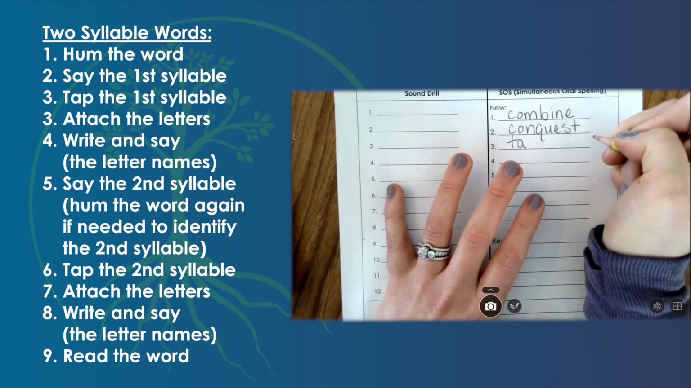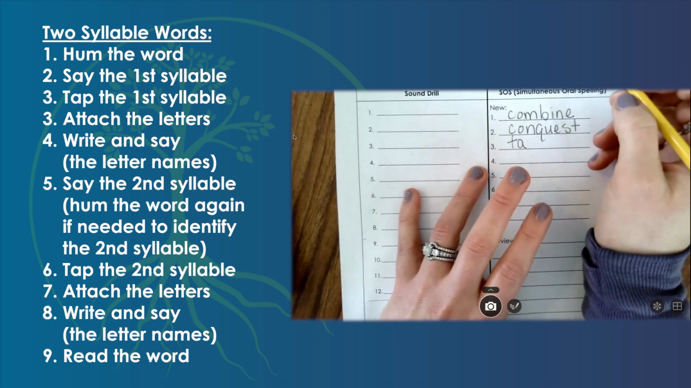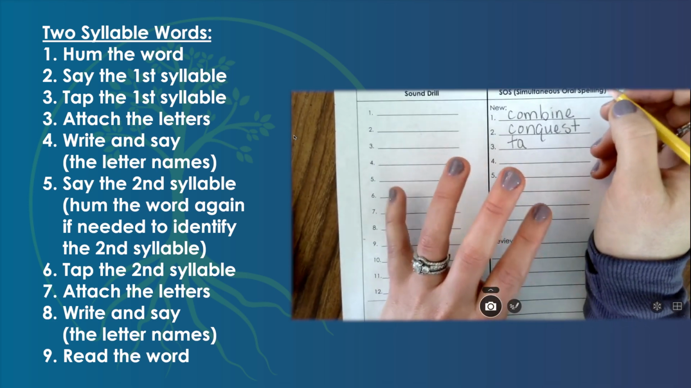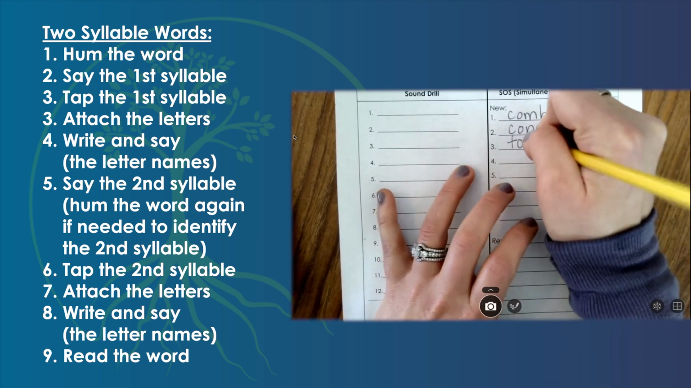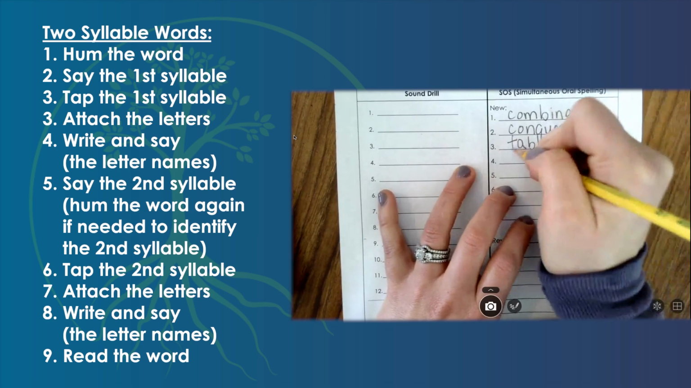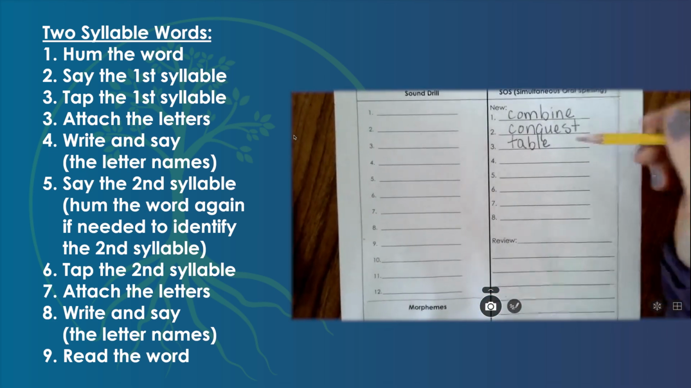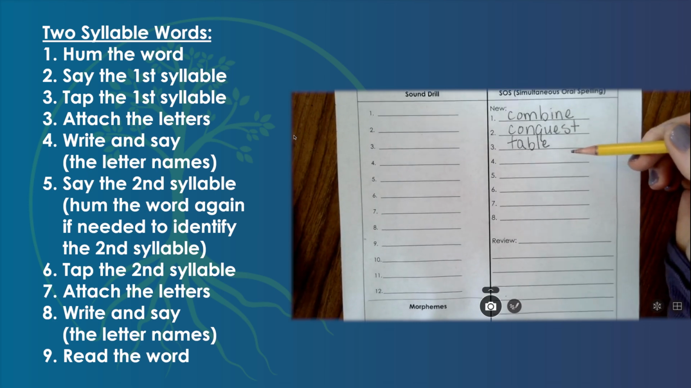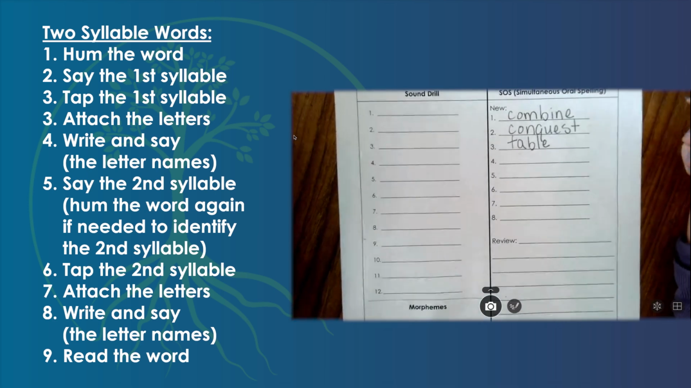And what's our second syllable? Bull. How are we going to spell that b-ul sound in a consonant L-E? B-ul. B-L-E. Right? Write and say B-L-E. Read the word table. So that's how we can start guiding students to do two-syllable words that follow a lot of the syllable rules.